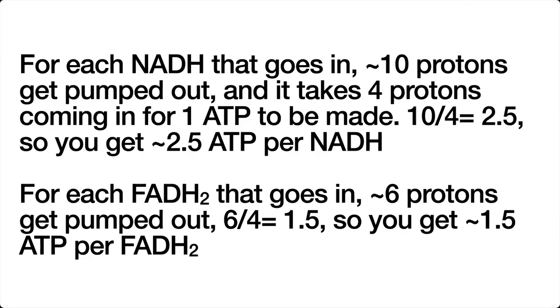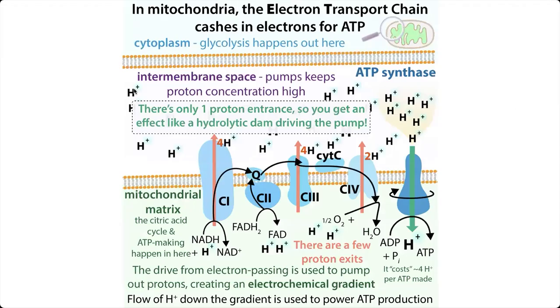Whereas with FADH2, you only have about 6 protons pumped. 6 divided by 4 is about 1.5 ATP per FADH2. And I say about because it's not like there's this direct link between one and the other. Because the ATP synthesis is powered by the gradient, it's not directly tied to the NADH or the FADH2.